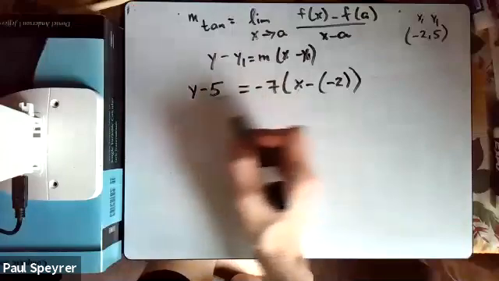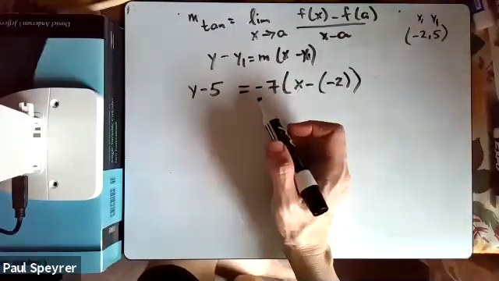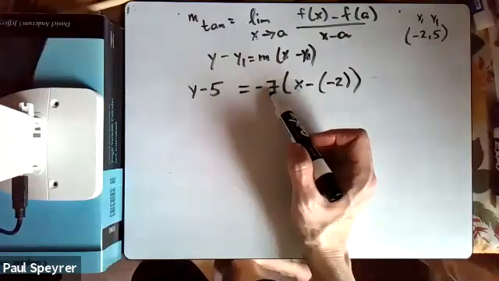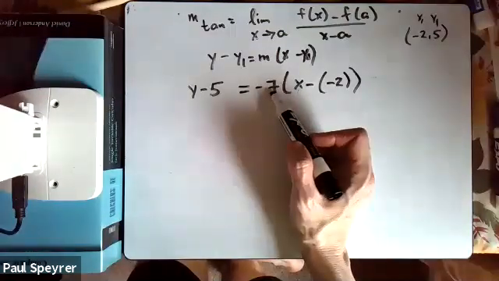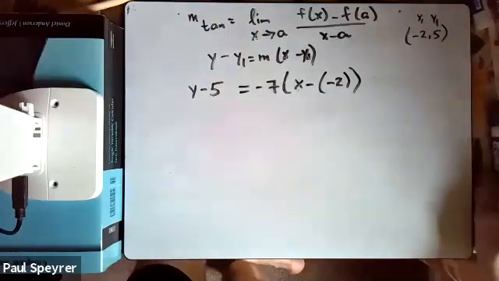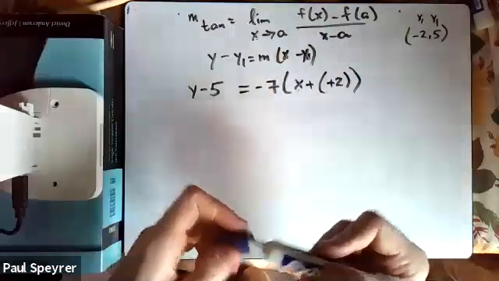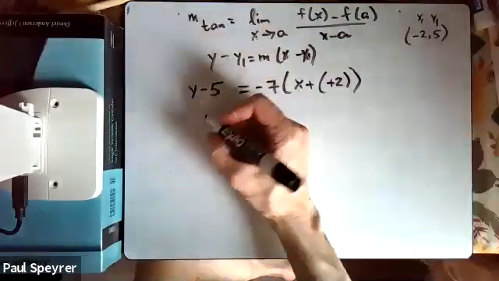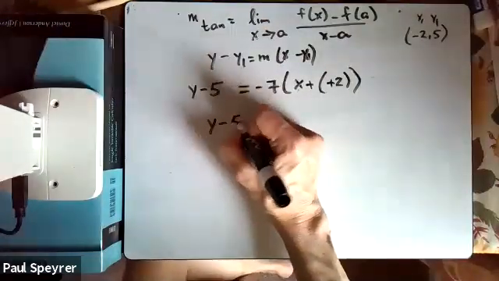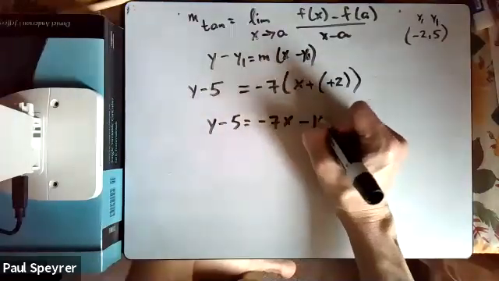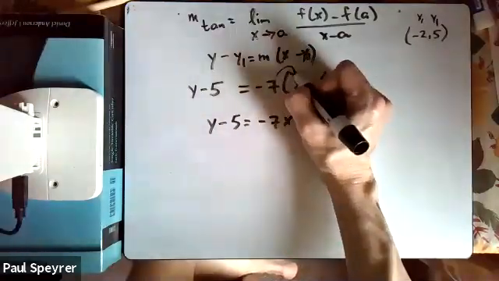Remember, we're doing this additional step because it asks for an equation of the line, not just what's the tangent slope, right? If it asks for just the tangent slope, -7 would have been it, and we would have been done. So now this becomes positive, right? Got the negative, positive. Now we have y minus 5 equals -7x minus 14, right? Got to distribute.